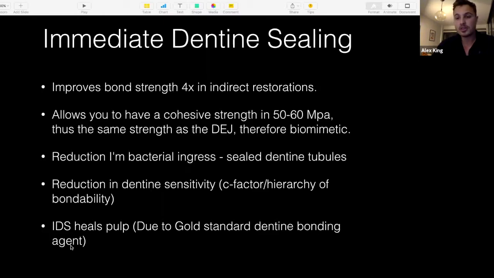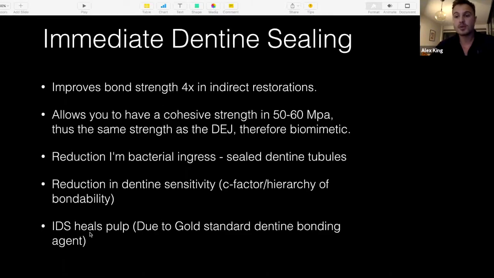And this is another thing. Immediate dentine sealing with a gold standard bonding agent, Optibond FL, Optibond Extra, Clearfil SE, heals the pulp. So old school thought, especially within the dental schools, they say you're close to the pulp, let's put a little layer of Vitrebond down, let's put a little layer of GIC to be kind to the pulp. Bollocks. IDS, gold standard bonding agents, heal the pulp. Loads of papers, evidence all on it.